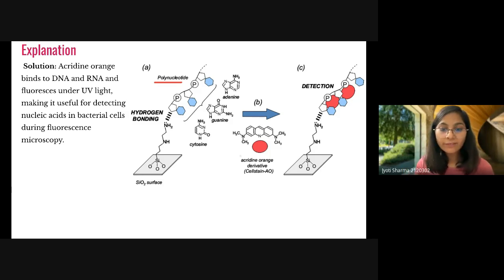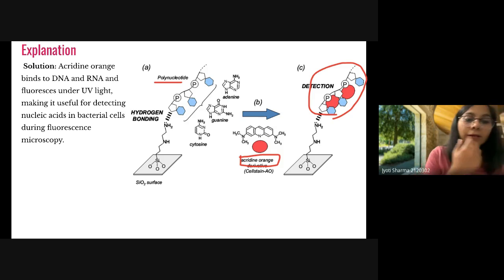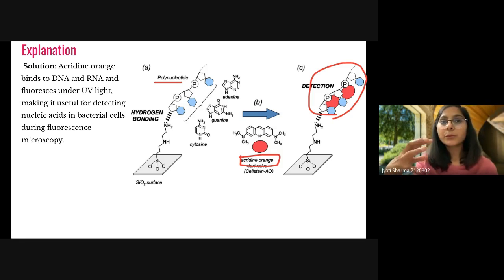And whenever you have the acridine orange, this acridine orange will form the complex with your polynucleotide. And whenever this forms the complex, it gives you some color. This is how you can differentiate between the cell and the nucleic acid inside the cell. So acridine orange binds to DNA and RNA. Nucleic acid is nothing but the genetic material.